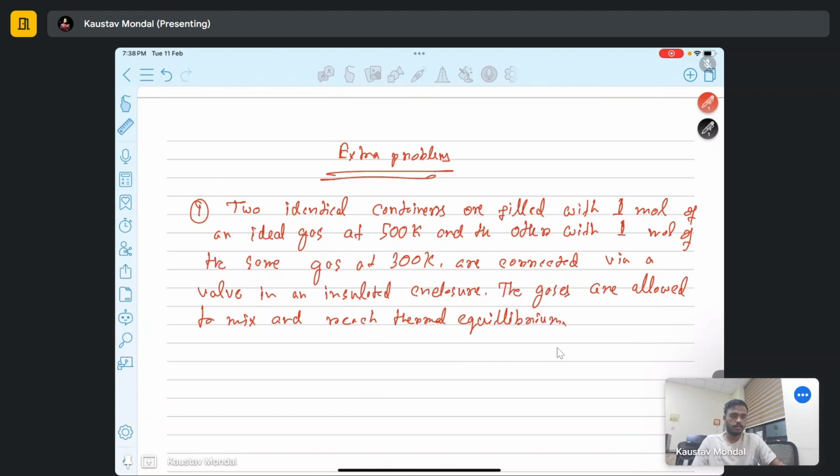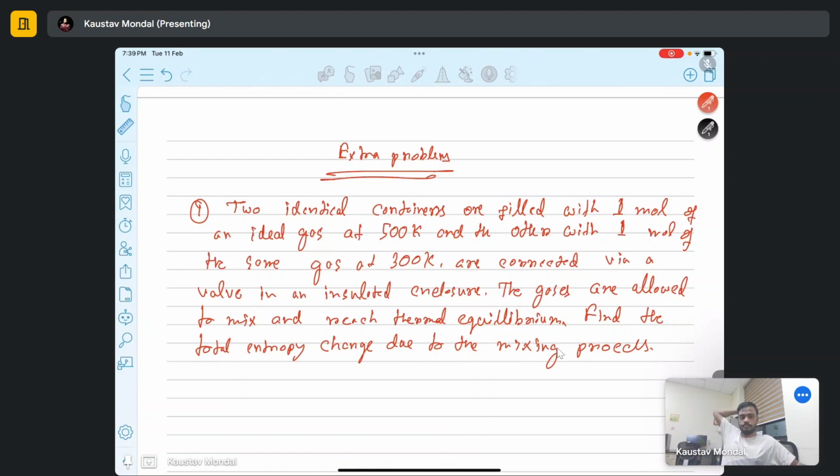Now the problem is: find the total entropy change due to the mixing process. So this is the entropy of gas mixing basically, but here you have to calculate in terms of temperature, not volume. So what happens here?